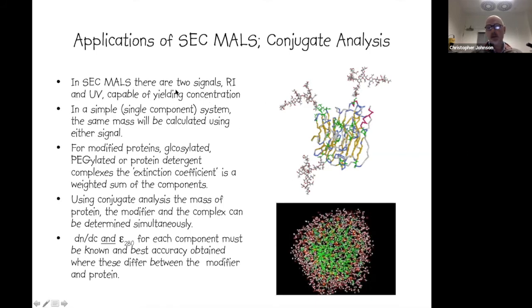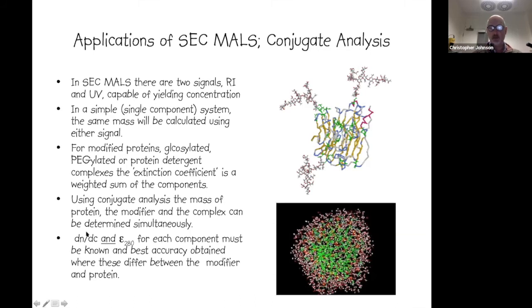because during the measurement, we have two signals, one is RI and one is UV, and both of these will give us concentration. Then when we have a modified system, we can determine the extinction coefficient of the complex, because it becomes the weighted sum of the components factored by their individual contributions. So if we use this so-called conjugate analysis, the mass of the protein and the modifier, and then the mass of the total complex can all be determined simultaneously.